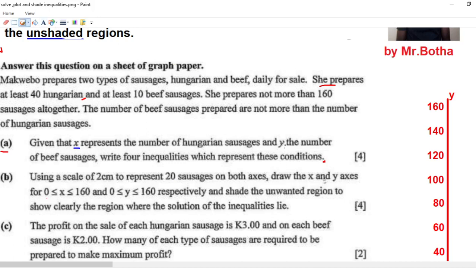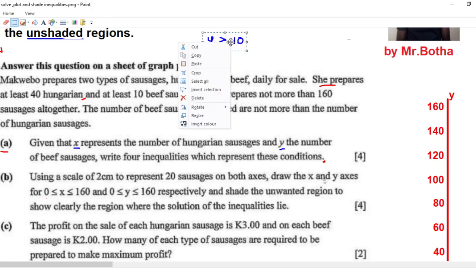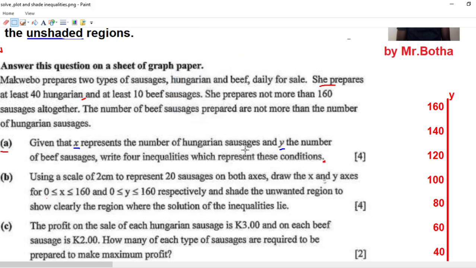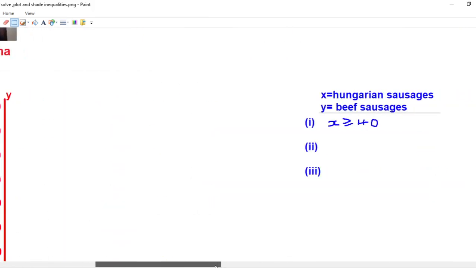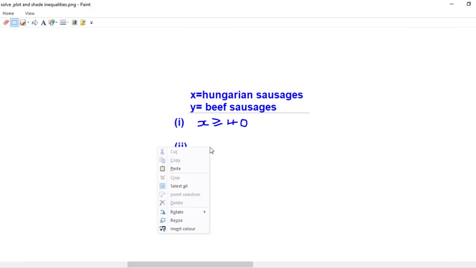Now remember, we are told y represents the number of beef sausages. So we have y greater or equal to how many? That's 10 beef sausages. So this will be our inequality number 2. Let's just get this one as well. I just want to have these inequalities in one place so that when we start working on the x-y plane, it will be easy to see.